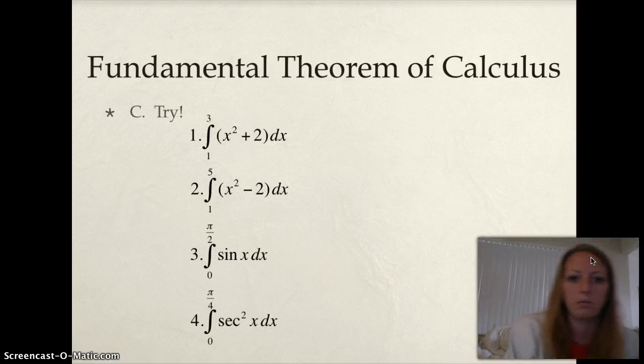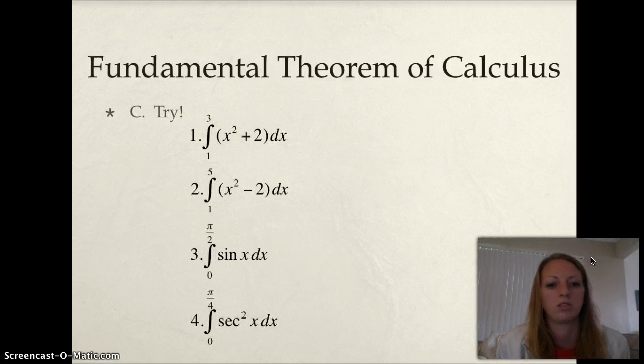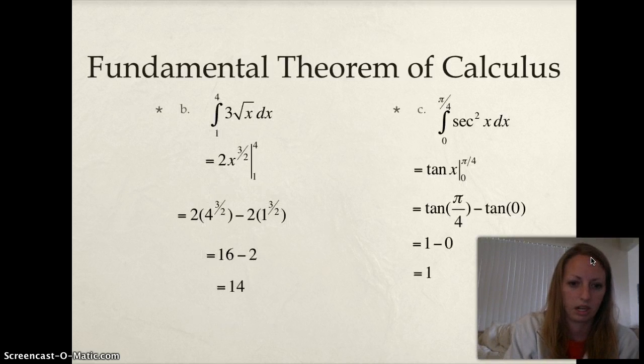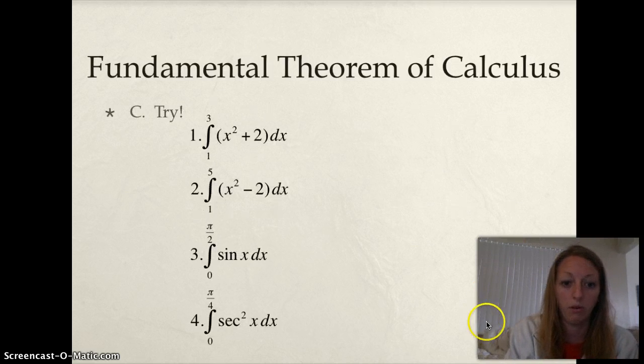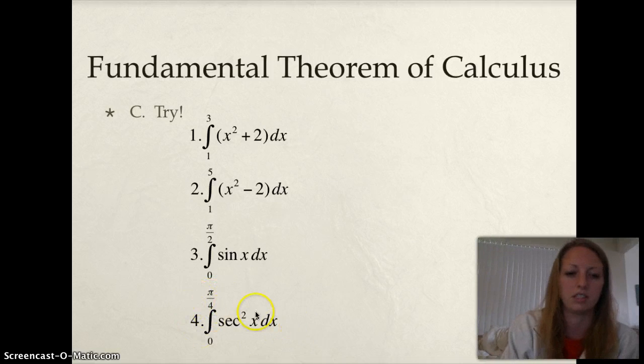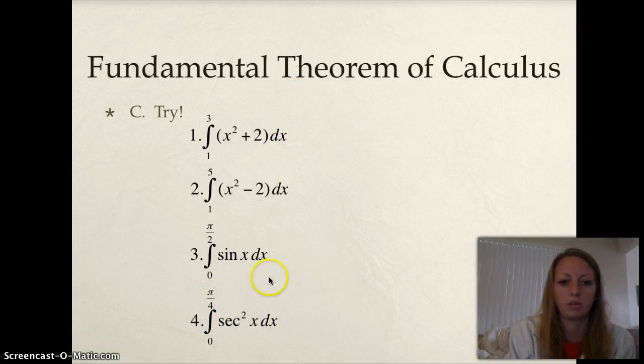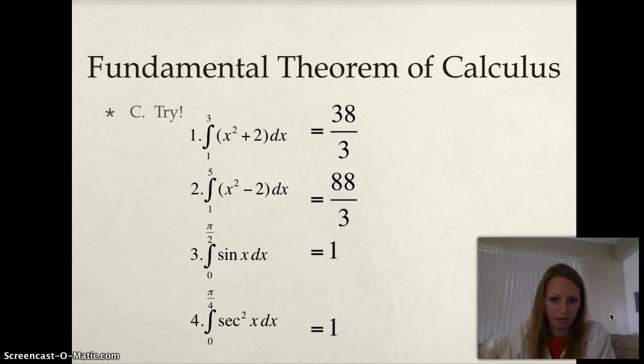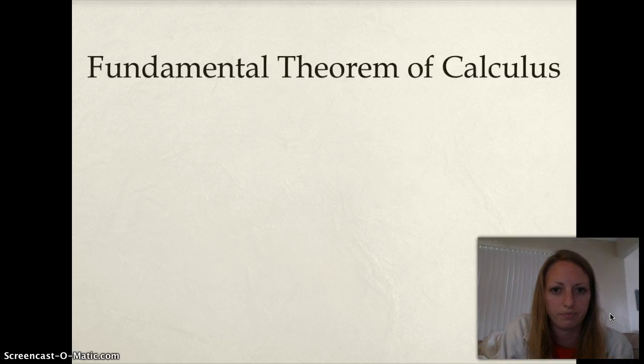Okay, there are some try problems on this page. I'm going to click ahead to the answers in a second, so go ahead and pause it so you can work them out to the best of your ability. I did not go through steps, but I did put the answers, so even if you didn't get it, you can hopefully get it when you redo it. And number 4 is the exact same as the example I just did. Sorry, I just noticed that. So really 1, 2, and 3. Go ahead and try. And here are the answers. So 38 over 3, 88 over 3, 1, and 1.